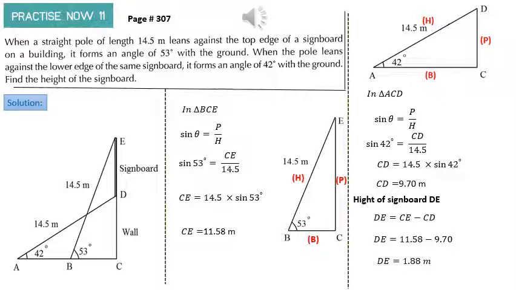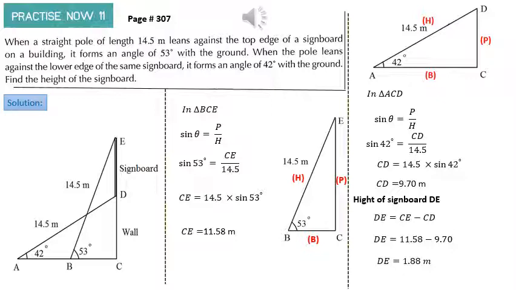To find the length ED, first we find the total length CE and then the length CD, then subtract CD from the total length CE to get ED. First we are going to find the length CE. In triangle BCE, sin theta is equal to perpendicular over hypotenuse. Sin 53 is equal to CE over 14.5. After calculation, the length of CE is 11.58 meters.